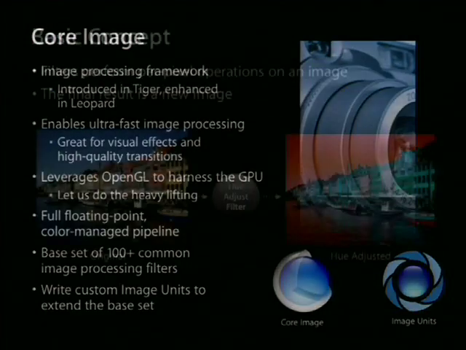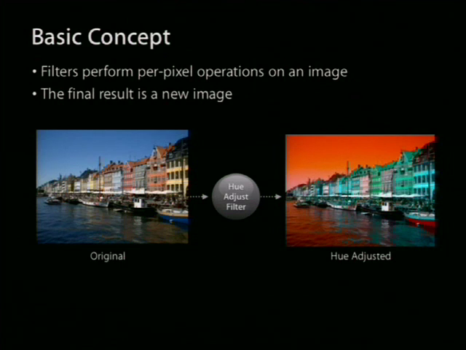So the very basic concept, of course, is that you're doing per-pixel operations on an image. Here on the left, we have a picture of Copenhagen. We're running all of the pixels through a hue adjustment filter, which, if you think of the color wheel, is just rotating the whole color wheel around. So blues change, in this case, to oranges. Oranges rotate around to blues.